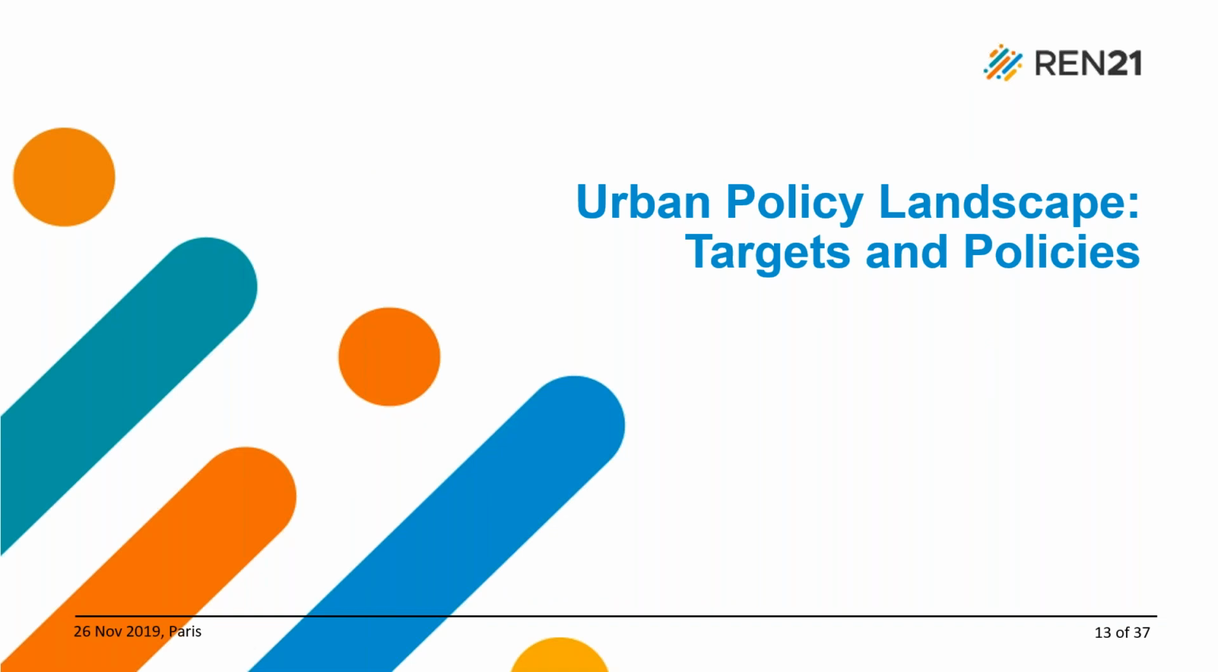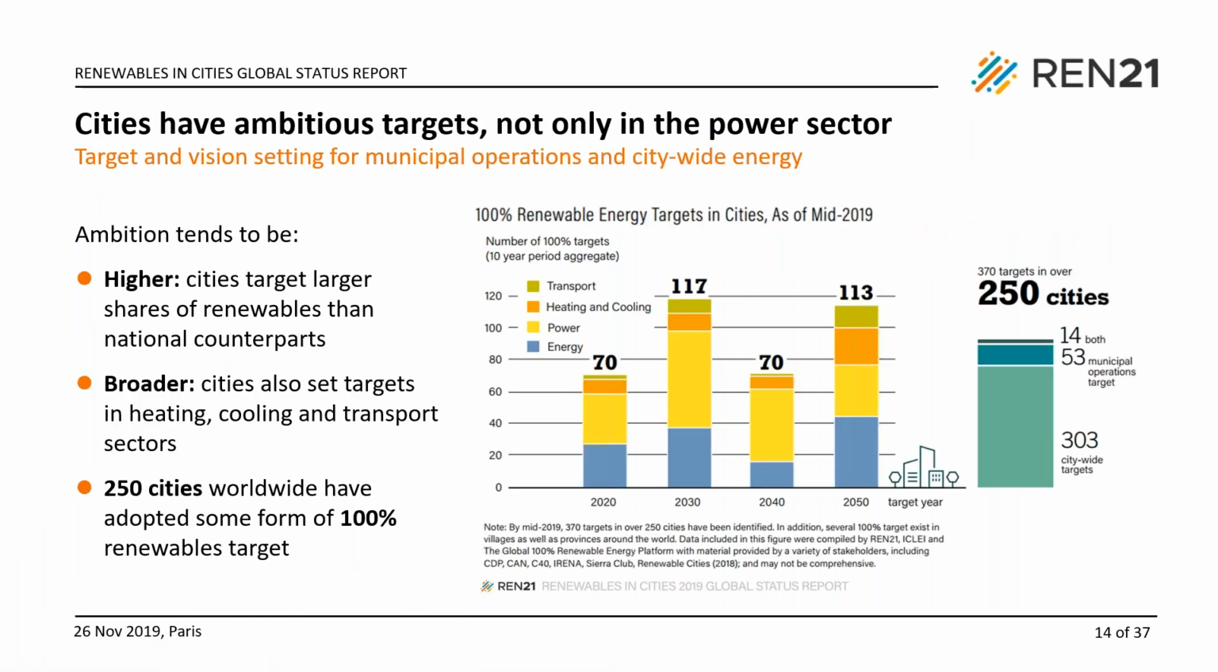Now let's look more deeply into cities' targets, and so ambition and policies. Here on this slide, we have 100% renewable energy targets in cities as of mid-2019. These build on various databases we found. It's partly also self-reporting databases. So that's something which is really important to keep in mind, because we do see that, and that's also something we will build up over time, I think, to really have a stronger understanding of what these targets really mean.